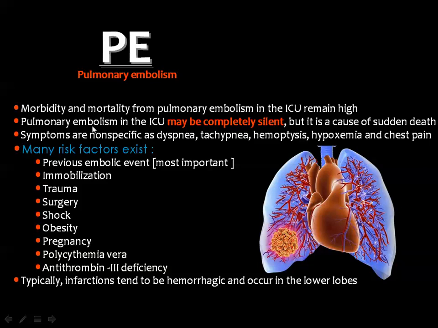and you know that pulmonary embolism can be completely silent without the development of significant symptoms. In symptomatic patients, the symptoms are usually not specific, like dyspnea, tachycardia, hemoptysis, and so on. There are a lot of risk factors that may predispose to the development of pulmonary embolism, like a previous embolic event, immobilization, trauma, surgery, shock, obesity, pregnancy, polycythemia vera, and antithrombin 3 deficiency.